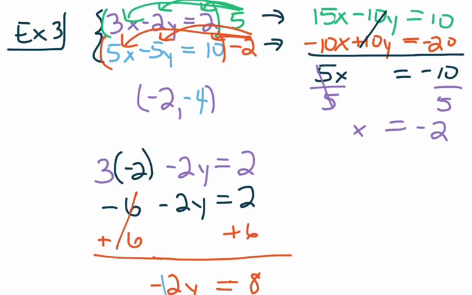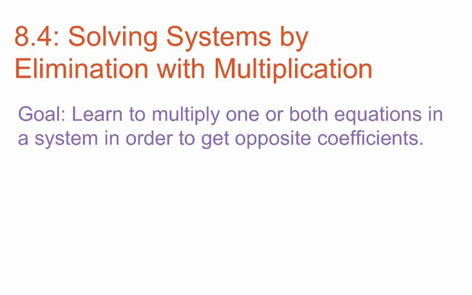All right. So hopefully at this point, you feel confident with multiplying one or both equations in a system in order to get opposite coefficients, and then with that, you are able to solve using elimination.